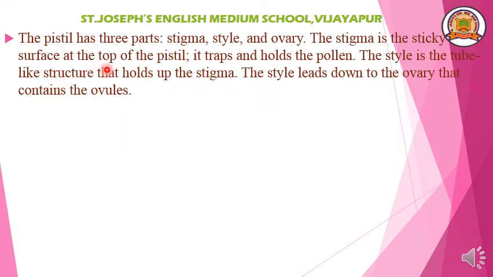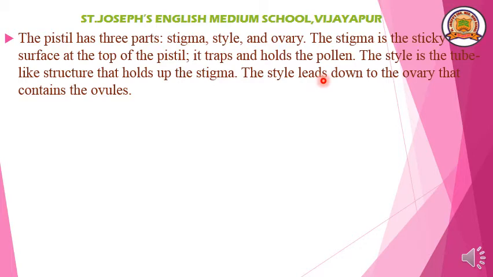The pistil has three parts: stigma, style and ovary. The stigma is the sticky surface at the top of the pistil. It traps and holds the pollen grain. It is a little sticky, a little gummy in nature. When the pollen grain falls on the stigma, it traps and holds it on its surface because it is very sticky. Later, it sends it inside the tube-like structure called the style. The style is the tube-like structure that holds up the stigma.